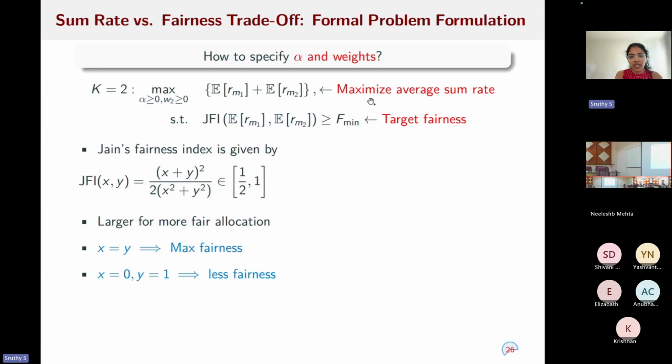We try to maximize average sum rate subject to a target fairness constraint. And using this optimization problem, we try to find the utility parameters such as alpha and weights. Here, we use Jain's Fairness Index as the fairness measure. Jain's Fairness Index for the two users' rates is defined as follows, and this index can take values between half and 1 for a two-user system. When the Jain's Fairness Index takes a larger value, we can understand the system is giving a more fair allocation. So when x is equal to y, this index has a value of 1, which is maximum fairness. When x is equal to 0 and y equal to 1 or vice versa, it achieves the index of half, which is less fairness.